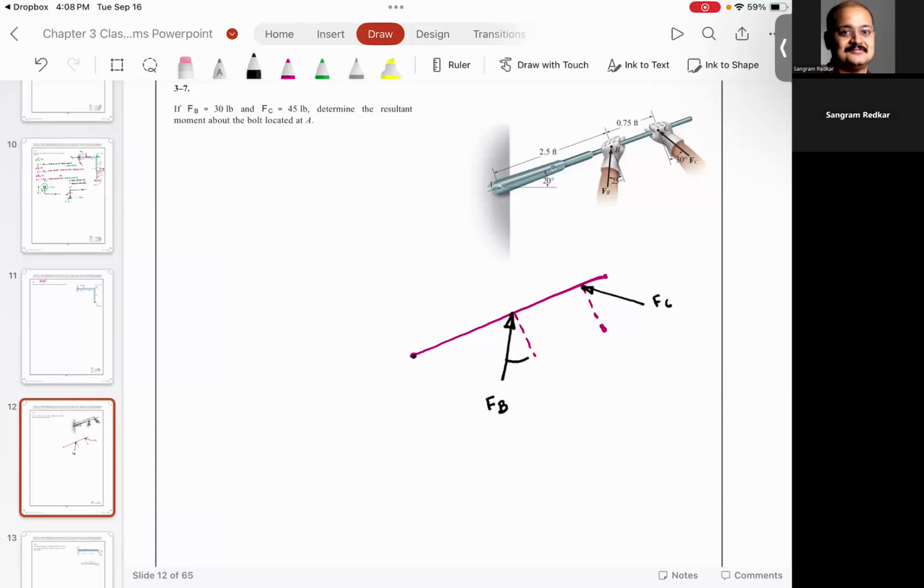This angle is 25 degrees. This angle is 30 degrees. And this guy is actually 20 degrees. What you have is this inclined rod, and on this inclined rod you are applying forces. Everyone understood this?